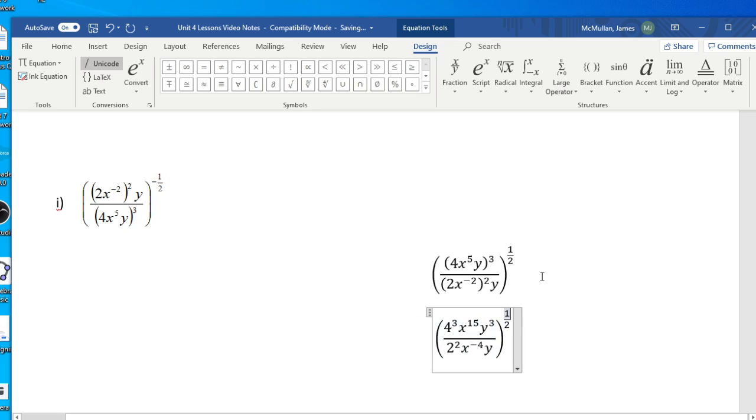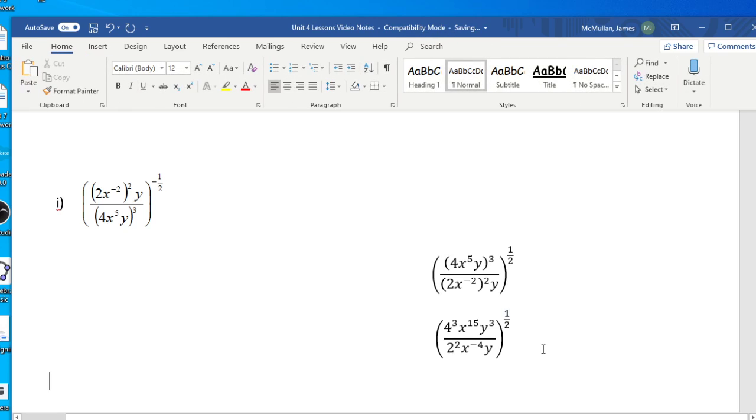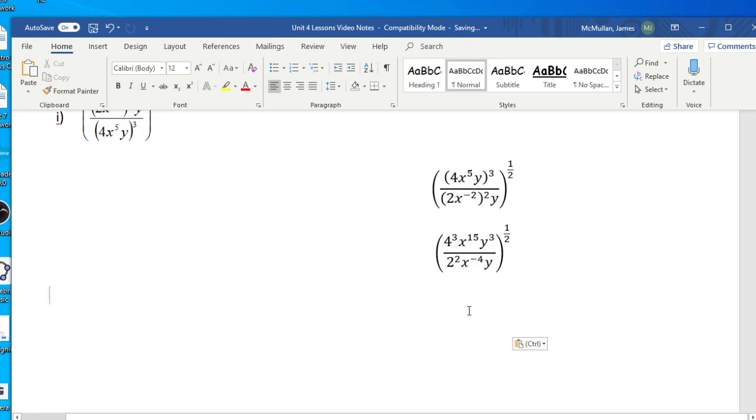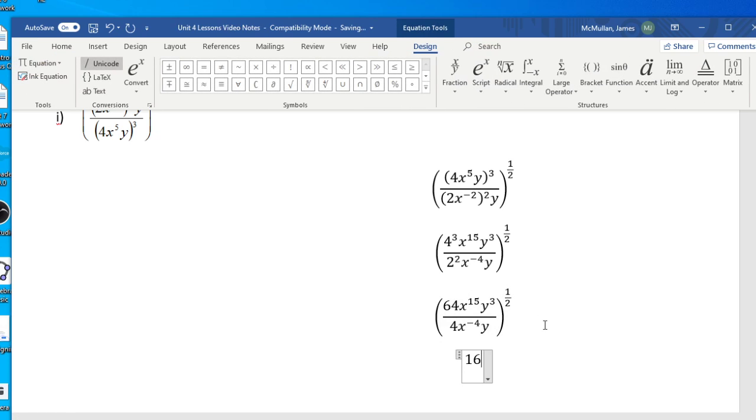So I have that. Now let's go through and just clean up the numbers. 4 cubed, I know, is 4 times 4, which is 16, times another 4 is 64. 2 squared is equal to 4. Now, 64 divided by 4, I know what that is. 64 divided by 4 is 16.